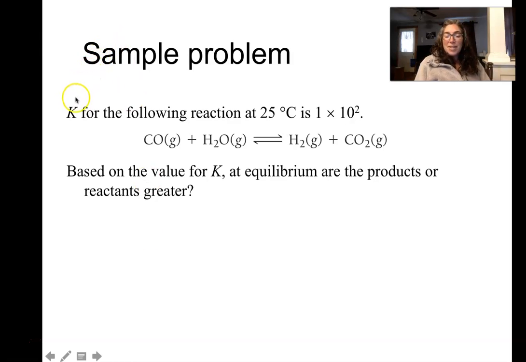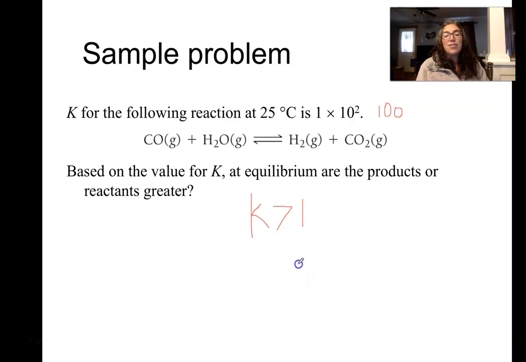All right, let's do this sample problem. K for the following reaction at 25 degrees Celsius is 1 times 10 to the second power. Based on the value for K at equilibrium, are the products or the reactants greater? So 1 times 10 to the 2 is scientific notation for 100. Is 100 greater than, less than, or equal to 1? Well, in this case, K is greater than 1.